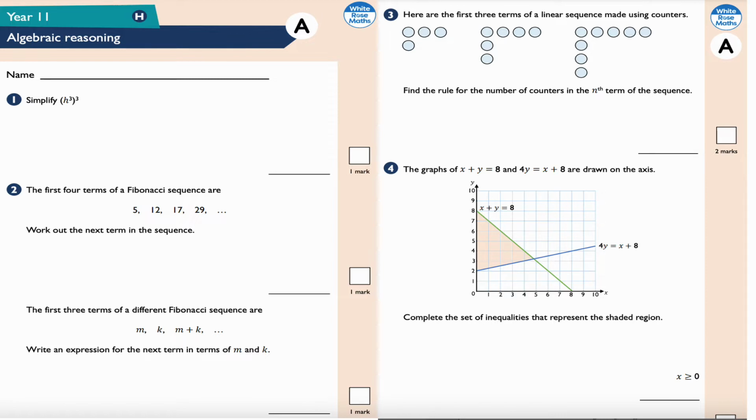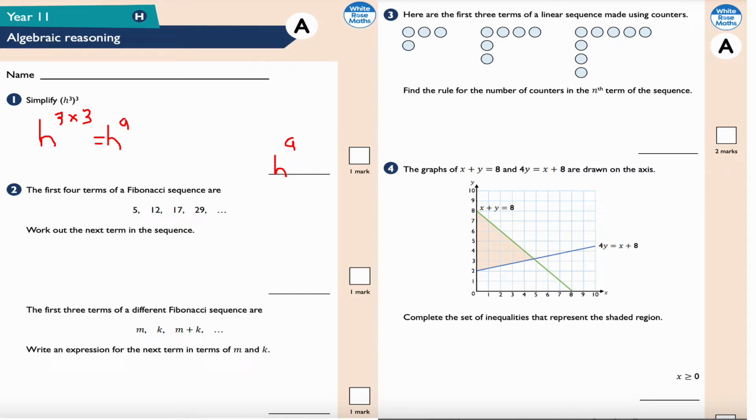Simplify h cubed all cubed. Well, when I have a power raised to another power, so a bracket raised to a power, I multiply the powers. So 3 times 3 is 9. So I have h to the power of 9. That's my answer for that question.